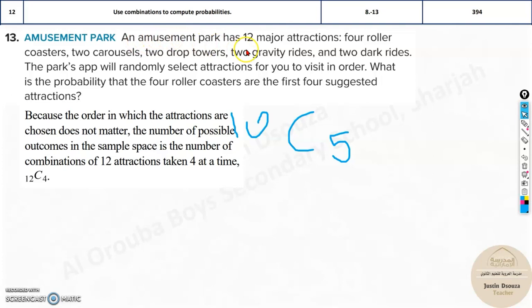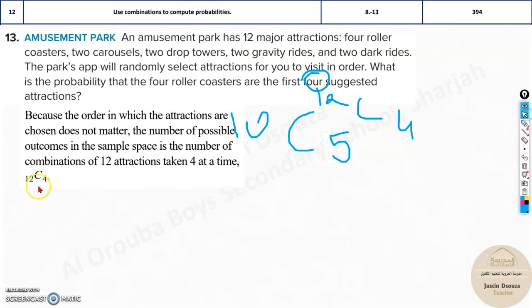An amusement park has 12 major attractions: 4 roller coasters, 2 carousels, 2 drop towers, 2 gravity rides, and 2 dark rides. The park app will randomly select attractions for you to visit, in order. What is the probability that 4 roller coasters are the first 4 suggested attractions? So over here you can see they have told r is 4.